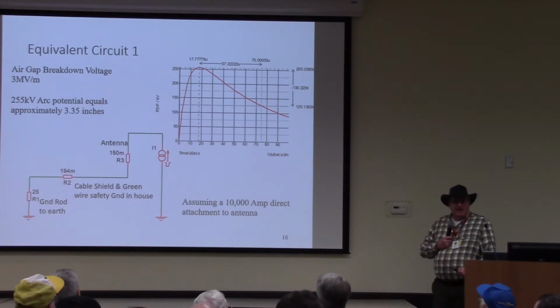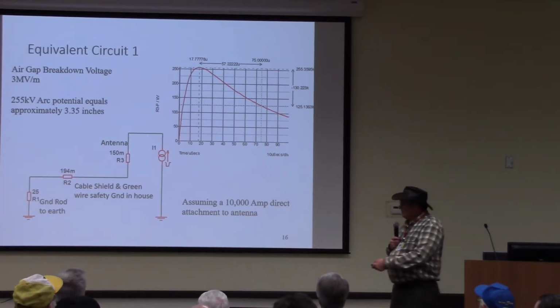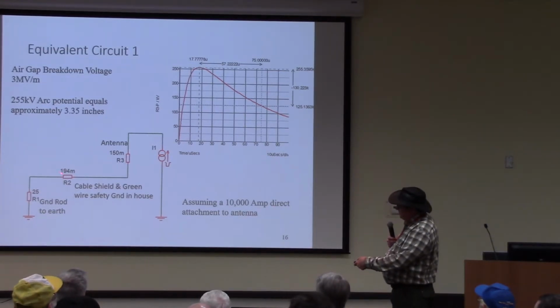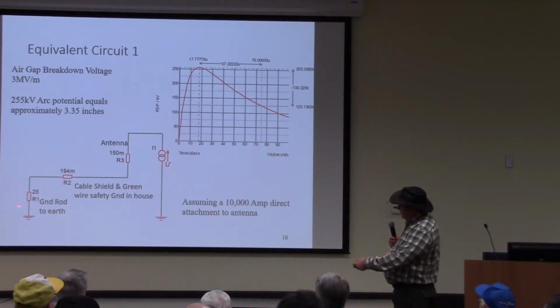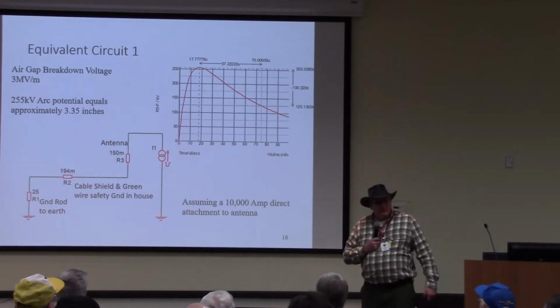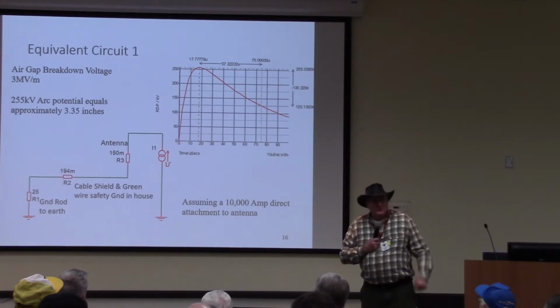225 kilovolts comes from 10,000 amps times 25 ohms. Close enough, because these two numbers are very low. It's actually the voltage drop from here to here, relative to here. Because that is such a low resistance there, it's roughly what you just said.